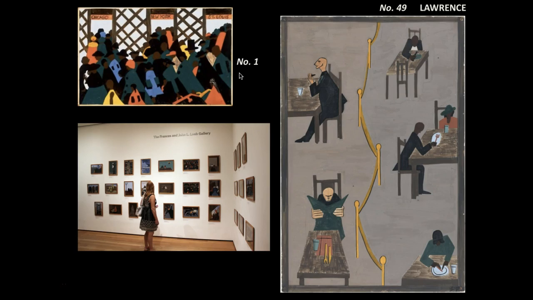He used interesting materials which reflect what would be available to someone who would be discriminated against or African American. It's actually tempera on hard board.